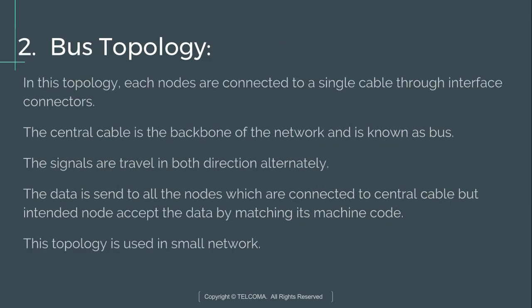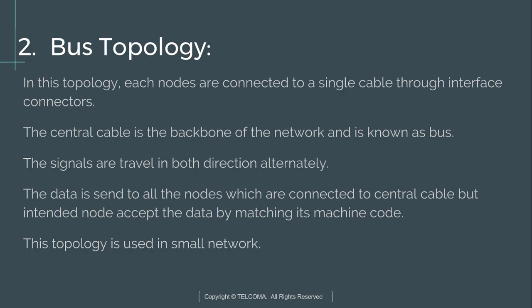So the next topology is bus topology. In this topology, each node is connected to a single cable through an interface connector, and the central cable is the backbone of the network and is known as the bus. The signals travel bidirectionally.